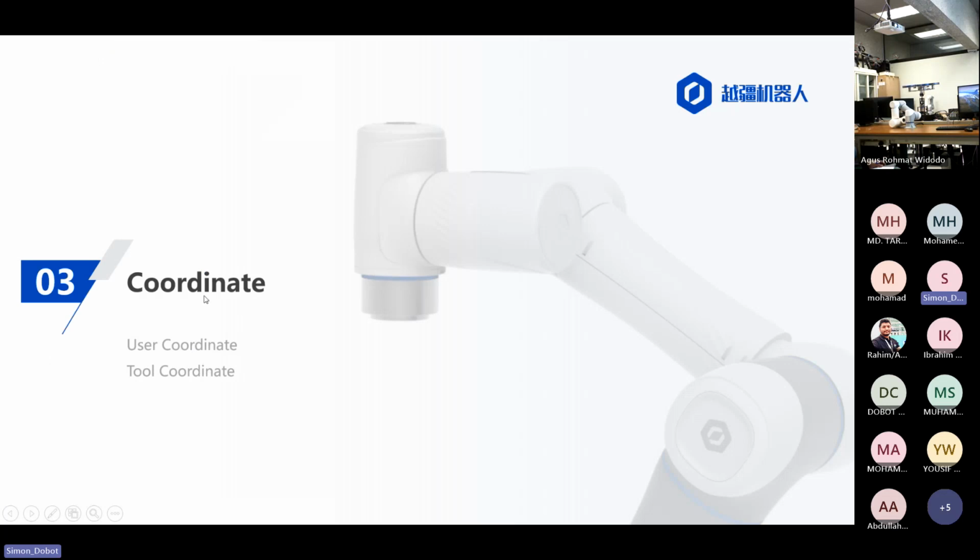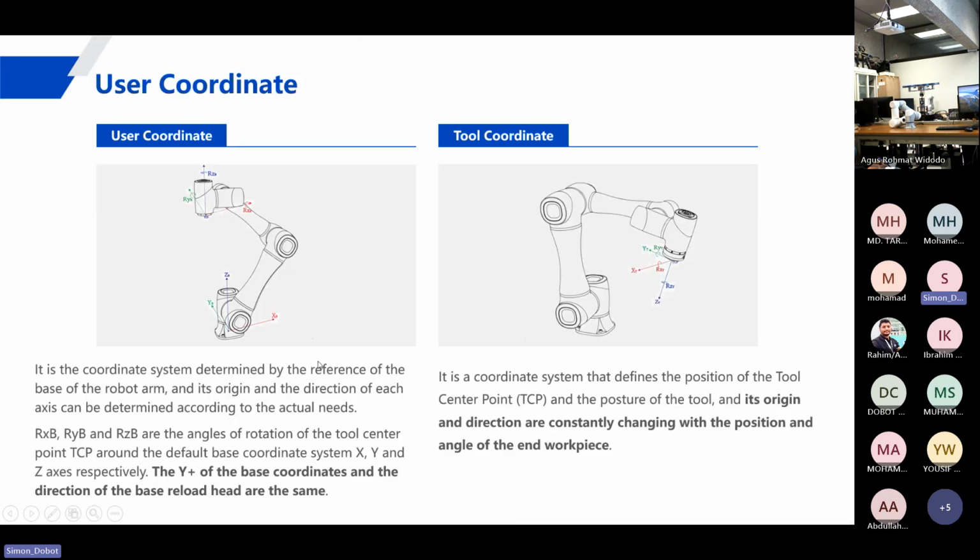For coordinates, we have two. Almost all robots have two coordinate systems: the first is the user coordinate system, the second is the tool coordinate system. For the user coordinate frame, the default one is on the base. The center of the base is the 0 point, the Y plus direction is the heavy duty cable direction, the upside is Z, and the other side is X.